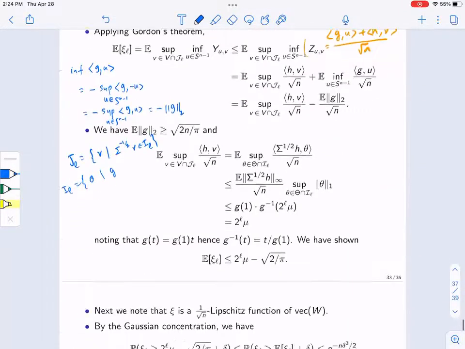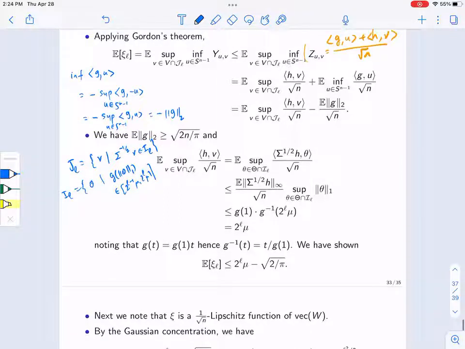Yeah, G theta 1 is in 2 to the L minus 1 mu and 2 to the L mu. Okay, so let's see how it works.